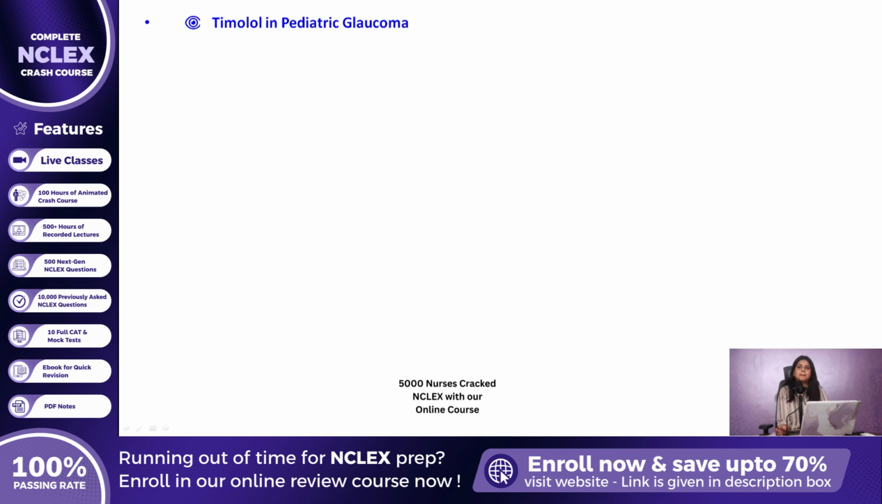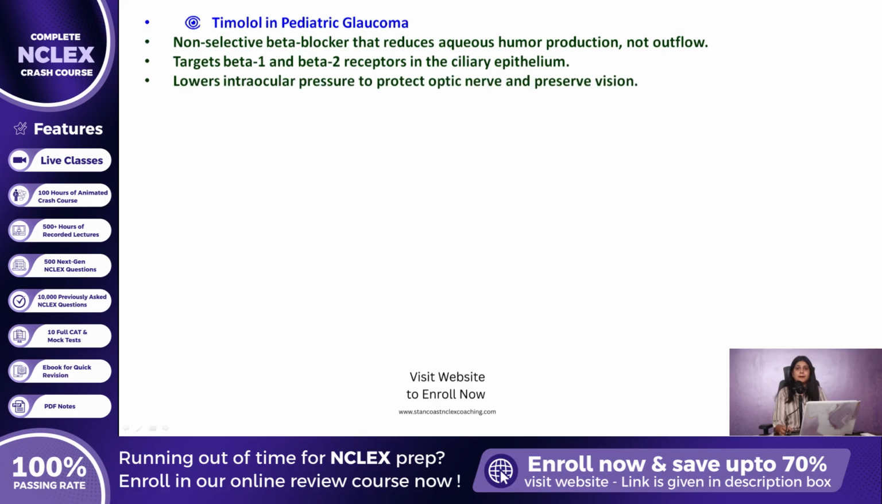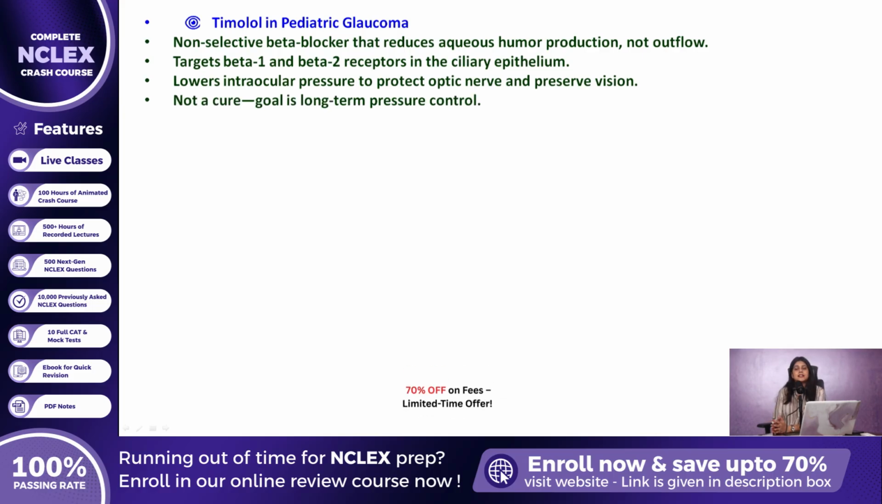Timolol is a non-selective beta-adrenergic blocker that works by inhibiting beta-1 and beta-2 receptors located in the ciliary epithelium of the eye. These receptors normally stimulate the production of aqueous humor, the fluid that maintains intraocular pressure by circulating through the anterior chamber and exiting through the trabecular meshwork. When timolol is applied topically, it reduces aqueous production at the source, lowering intraocular pressure and thereby reducing the risk of optic nerve damage, which is the primary concern in both adult and pediatric glaucoma.